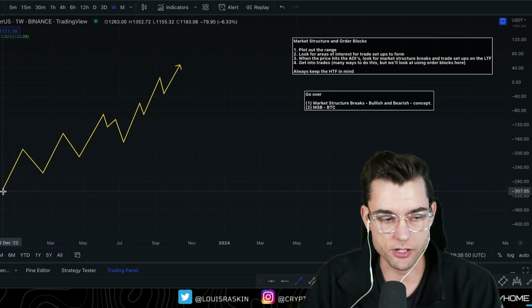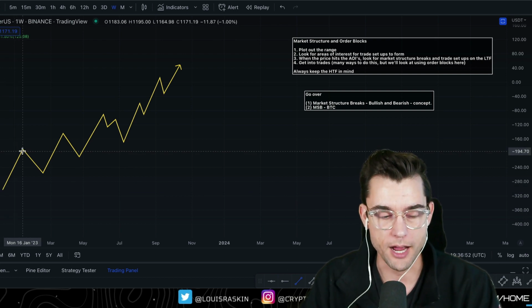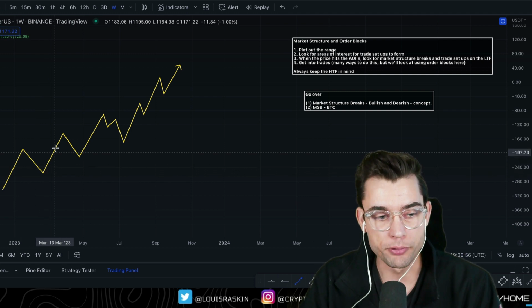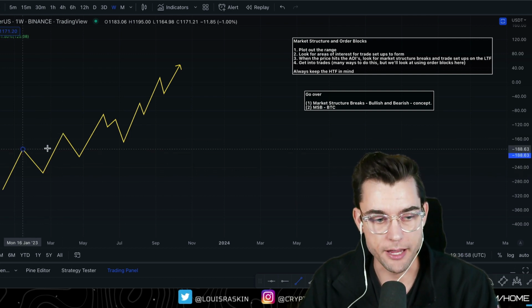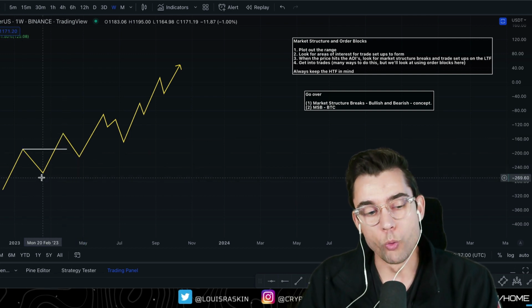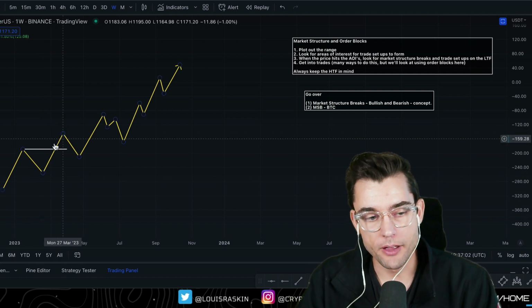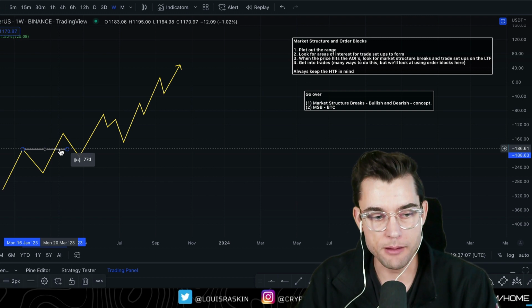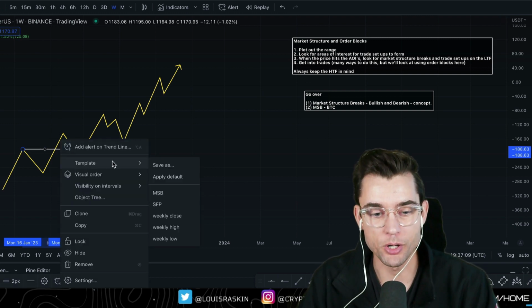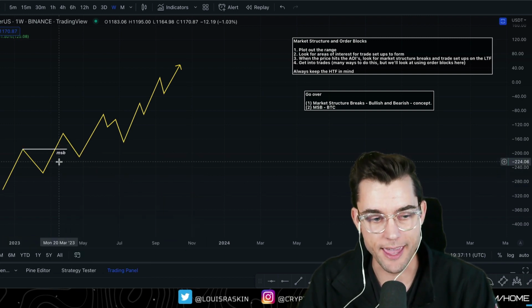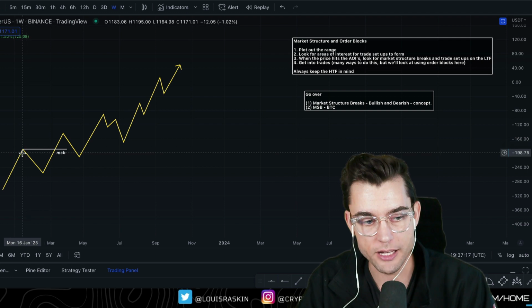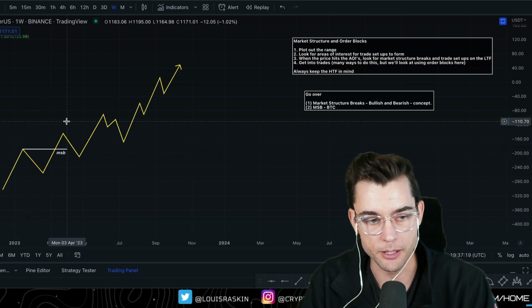So we could see that it started out here, went up, created a high, created a low, aka a higher low. And then it broke above the previous high right here. So once the price breaks above the previous high, this is a market structure break. So I'll label that as an MSB, a market structure break. It's breaking the market structure to the upside. It's breaking through the previous high to the upside.